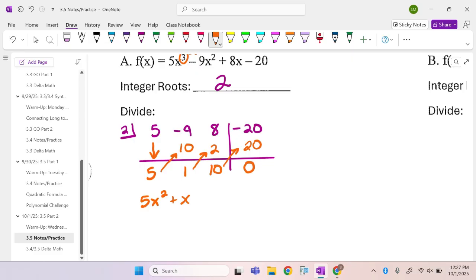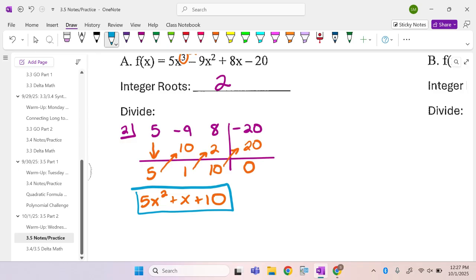So we covered 2 and 1. What does that leave us with? 0. Yeah. So if we have x to the 0 power, that turns into 1. Well, what's 1 times 10? 10. So plus 10. Now, we got it down to a quadratic. So now we're going to do the quadratic formula.